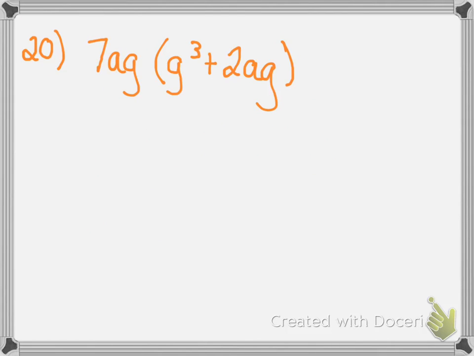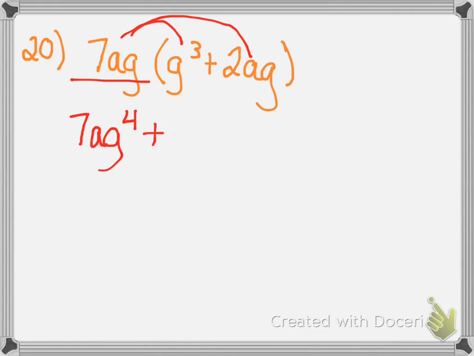Number 20. On this one, all it's asking you to do is distribute. So you're taking 7ag times everything in the parentheses. When you take 7ag times g to the third, it's 7 times 1, so that's 7. You have 1a, and you have 4 g's. Then you're going to do the same thing. 7 times 2 is 14. This time you have 2 a's and 2 g's. Then you can't combine any like terms because their exponents are different, so this is your final answer.